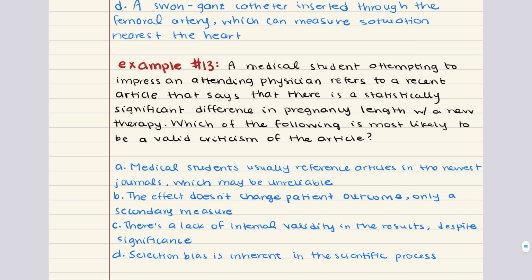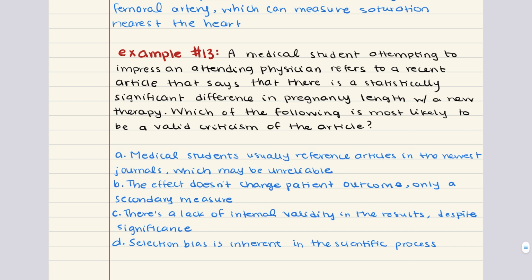Problem 13 says, a medical student attempting to impress an attending physician refers to a recent article that says that there is a statistically significant difference in pregnancy length with a new therapy. Which of the following is most likely to be a valid criticism of the article? A says medical students usually reference articles in the newest journals, which may be unreliable. B says the effect doesn't change patient outcome, only a secondary measure. C says there's a lack of internal validity in the results despite significance. And D says selection bias is inherent in the scientific process.